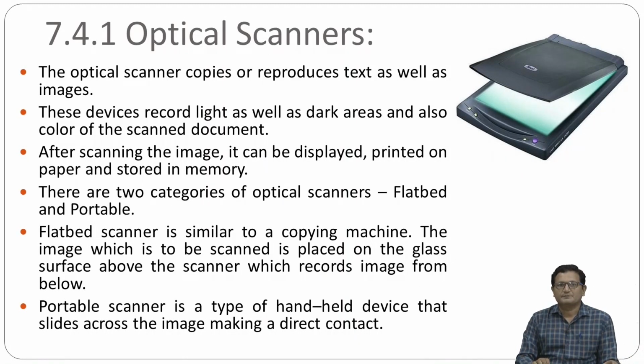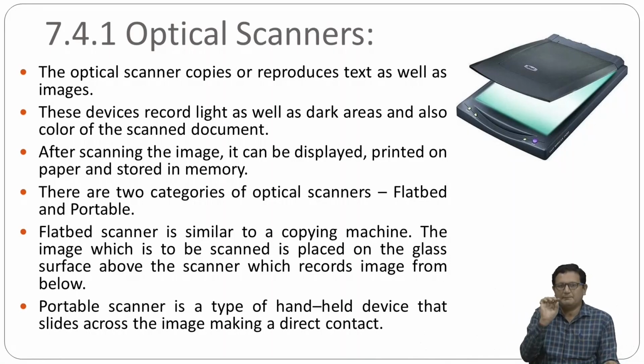So here the optical scanner copies or produces the text as well as the images. So whatever text, images or photograph you have placed inside the scanner, obviously you will get the soft copy of that particular file. The device records light as well as dark areas and also color from the scanned document. So basically what happens, let's suppose you are putting any document, the optical scanner will throw light on that particular document.